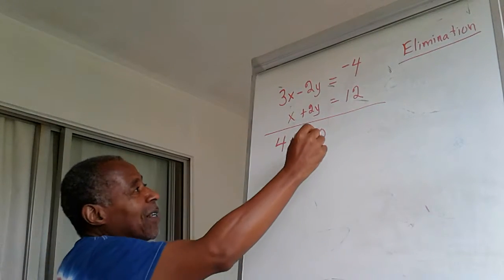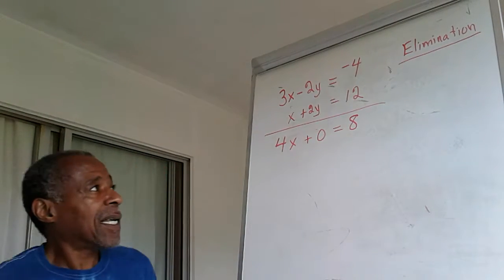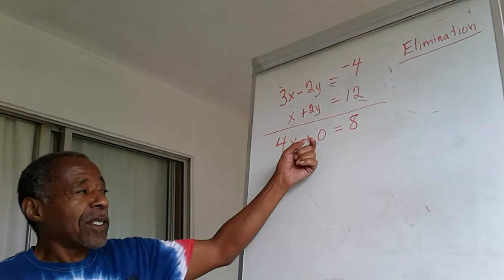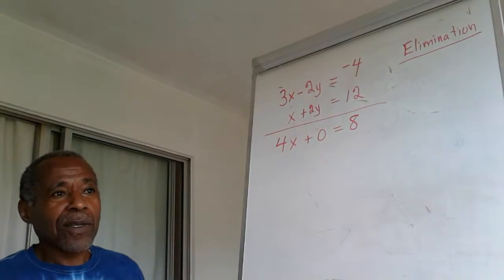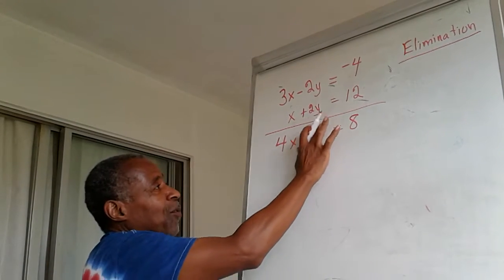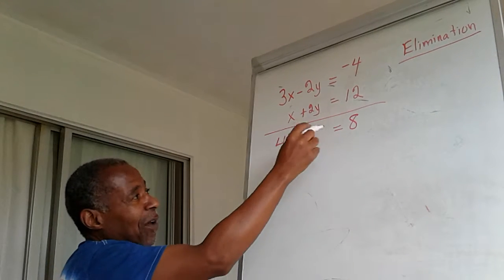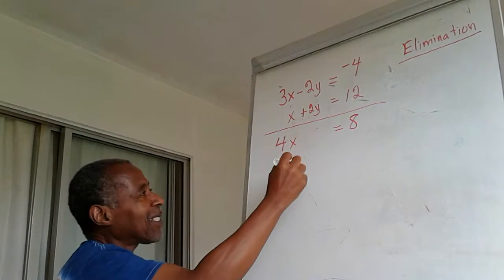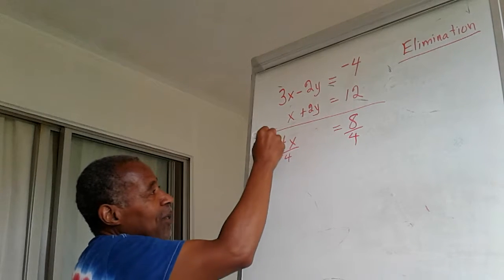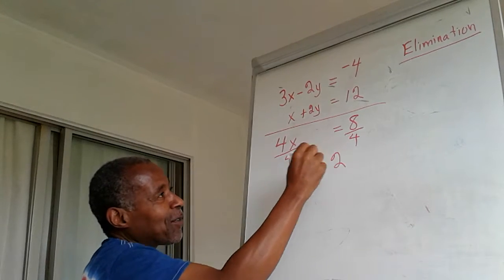And how much is negative 4 and 12? That's 8. So if you notice, we have eliminated one of the variables. This 0 here, there's no more y left. Of course we don't have to write the 0, so I'm just going to make this 4x is equal to 8. Now I'm going to solve. In order to solve this equation, I'm going to divide both sides by 4. These 2 things are going to reduce to 1, so I'm left with x, and over here I'm going to have 2.